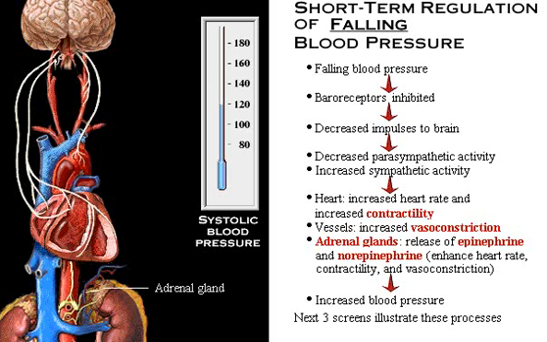1. Increased sympathetic impulses to the heart increase heart rate and contractility. 2. Increased impulses to the blood vessels increase vasoconstriction. And 3. Increased sympathetic impulses to the adrenal gland stimulate the release of epinephrine and norepinephrine into the bloodstream. These hormones enhance heart rate, contractility, and vasoconstriction. Together, these three mechanisms bring blood pressure back up to normal levels, as illustrated on the following screens.